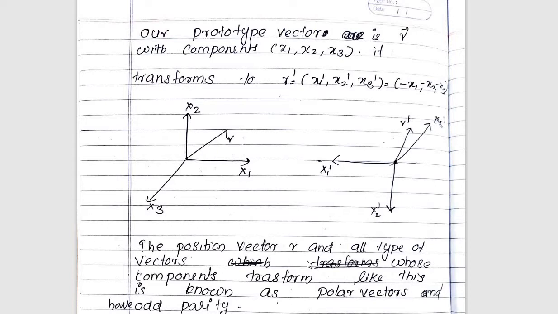The position vector and all types of vectors whose components transform like this are known as polar vectors, or they have an odd parity. Odd parity changes the sign of its components, not the vector itself. We are discussing the components of a vector. So vectors whose components change like this are known as polar vectors. They have odd parity.